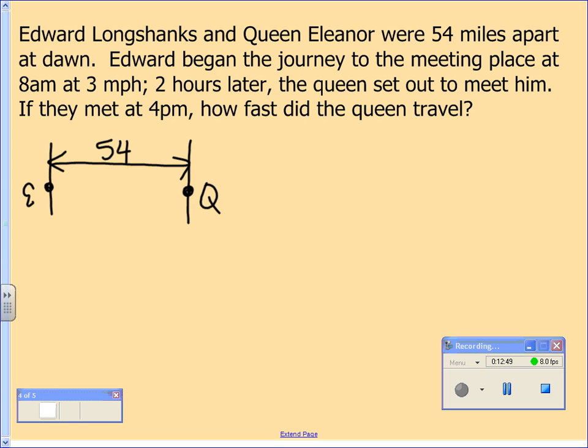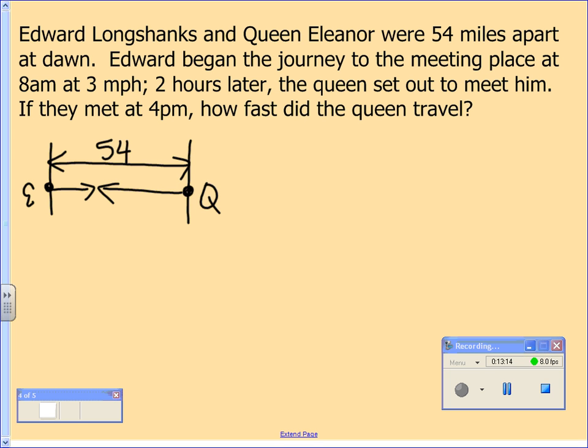At 8, Edward began the journey at 3 miles per hour, and then 2 hours later, the Queen set out to meet him. So they're going towards each other. Does that make sense? I don't know who went further, but they're starting out away from each other and they're coming together. Does that make sense?